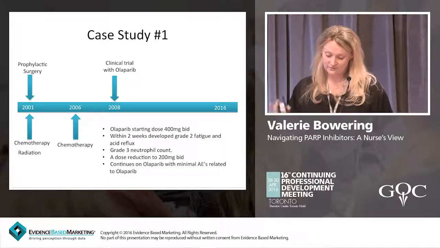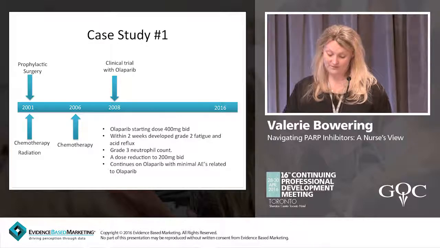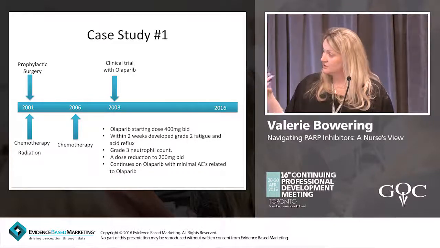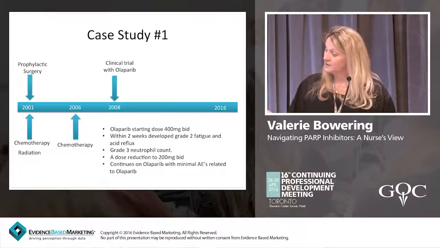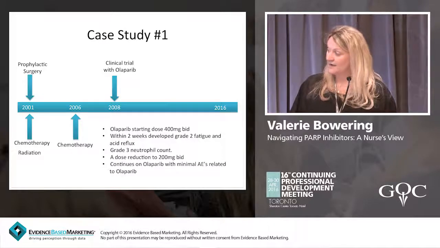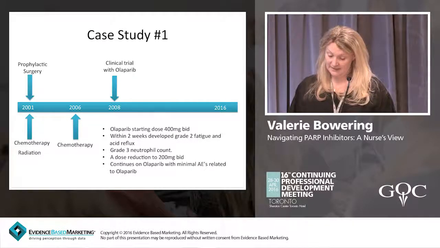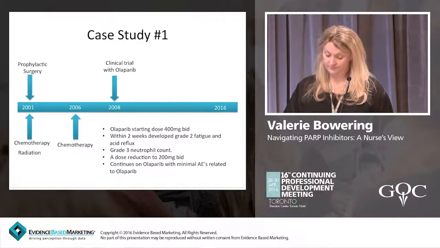So we have a patient from 2001 who had prophylactic surgery. So she's a BRCA-positive high-grade serous patient who had a really strong family history of breast cancer. So she had, as you can see, chemoradiation, prophylactic surgery. She recurred in 2006 and had chemotherapy again. She recurred in 2008 and went to a clinical trial with olaparib.